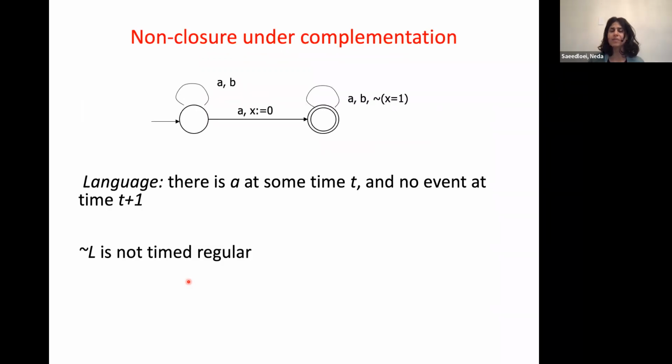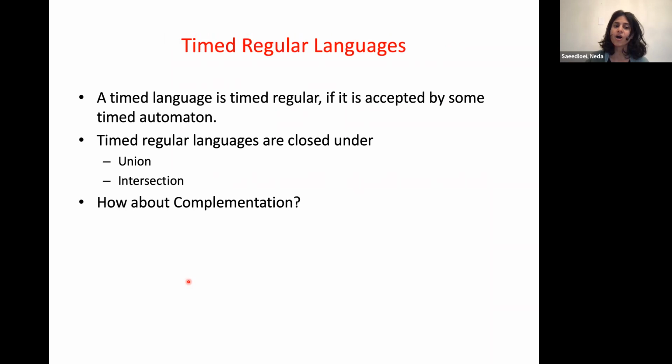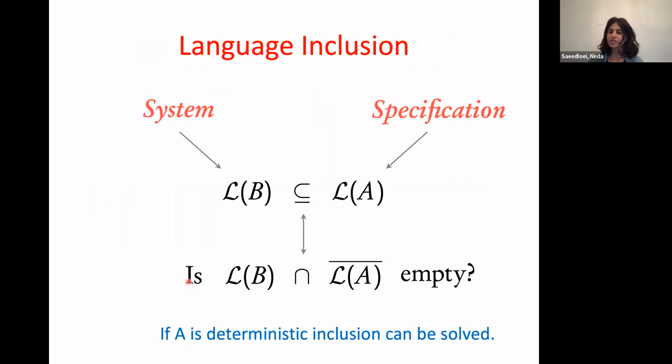Here's an example of a timed automaton that accepts a language of sequences of A's and B's such that there is an A at some time T and no event at time T plus 1. The complement of this language is not timed regular. That means timed regular languages are not closed under complementation. But why is complementation so important?